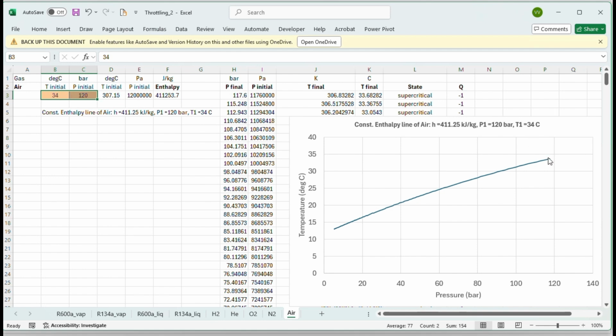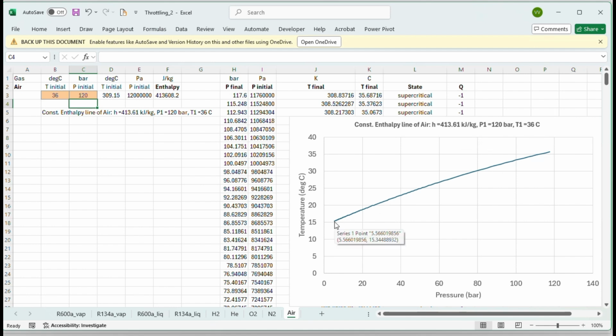If you move the initial point up or down, you'll get a different constant enthalpy line. And the name of the line is written here, right? The name of the enthalpy. So let's go back to, let's say, 36. So this is the enthalpy, 413.61, across this line everywhere.